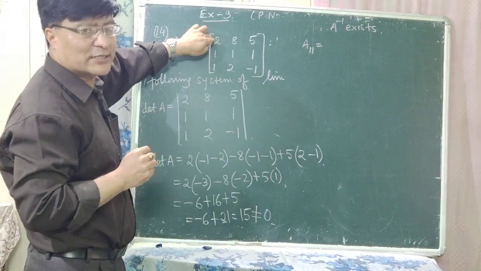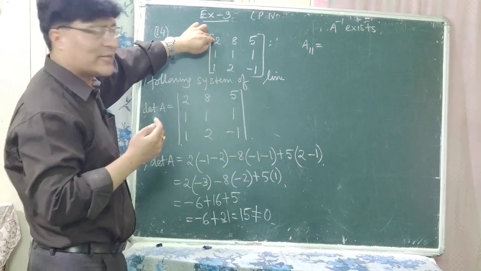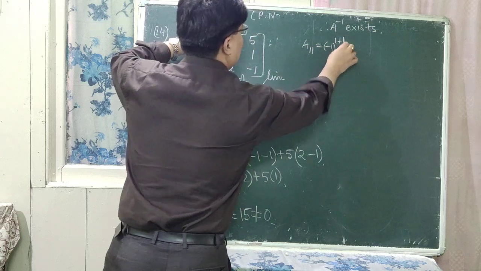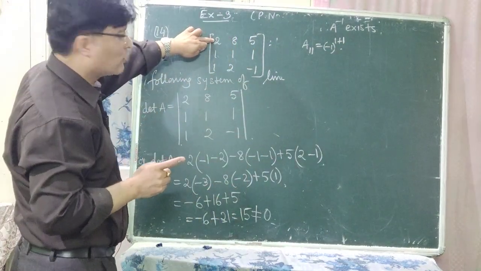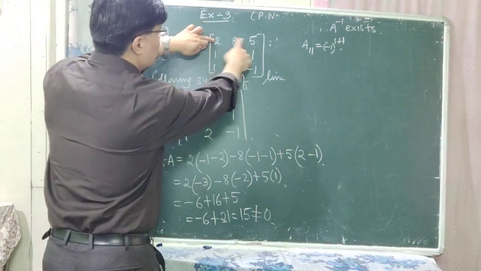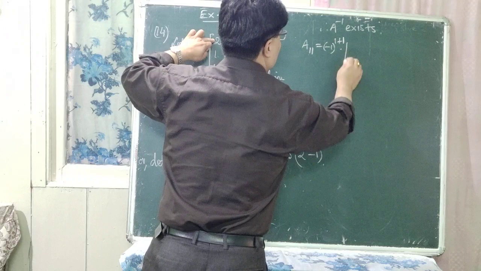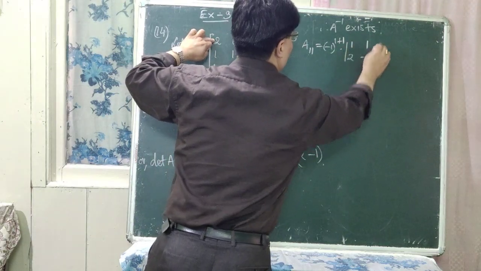First of all, you have to consider the sign. How can you consider the sign here? (-1) to the power 1 plus 1 into. Now delete the row and the column through the element 2, that is, first row and first column are deleted. What remains? 1, 1, 2, minus 1.